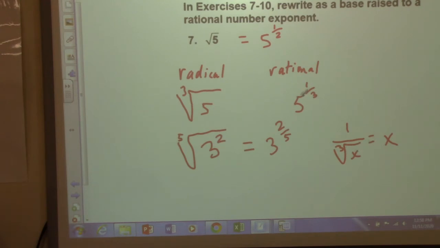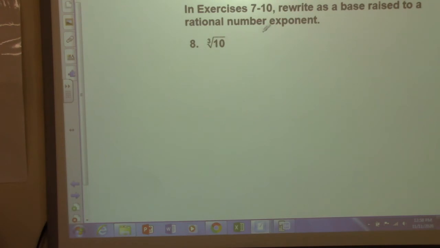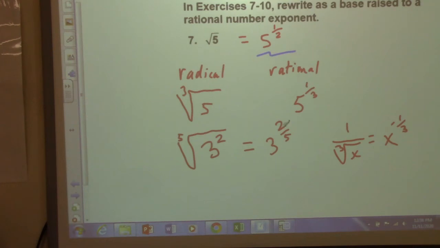Well, we have negative 1/3, right? Okay, so radical versus rational exponents. That's what these exercises are going to be over, essentially. So this one is going to be 10 to the 1/3. Thank you, Angel. Didn't answer number 7? Yes, you did, right here. 5 and 1/2. We were going off on a tangent, all right, that's fine.